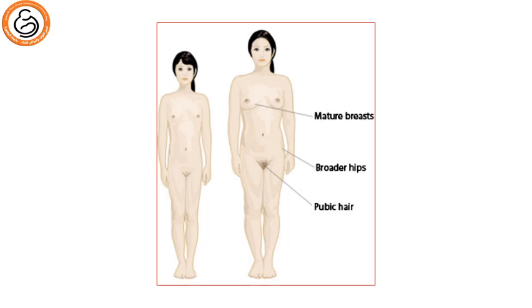This diagram shows the maturation of the secondary sex characters, including mature breasts, broader hips, and the appearance of pubic hair.